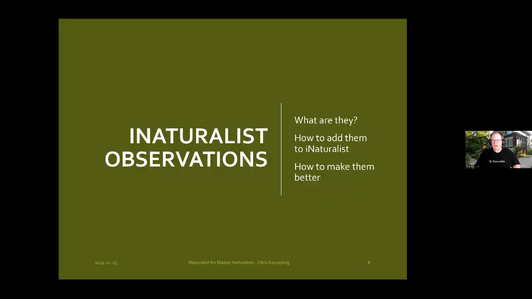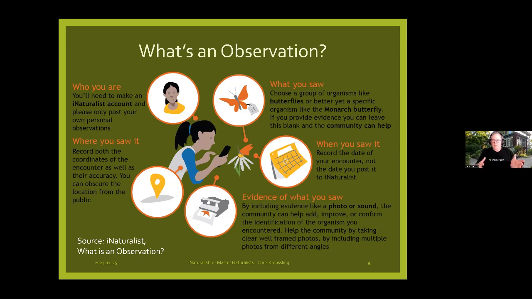Observations are the heart, the core of iNaturalist. So we're going to be spending a lot of time talking about them, and we're actually going to get to make our own observation. This is a graphic from one of their help pages. These are the 5 questions that an observation should be able to answer: who, what, when, where, and how. Like, how do you know? What is the evidence that you saw?